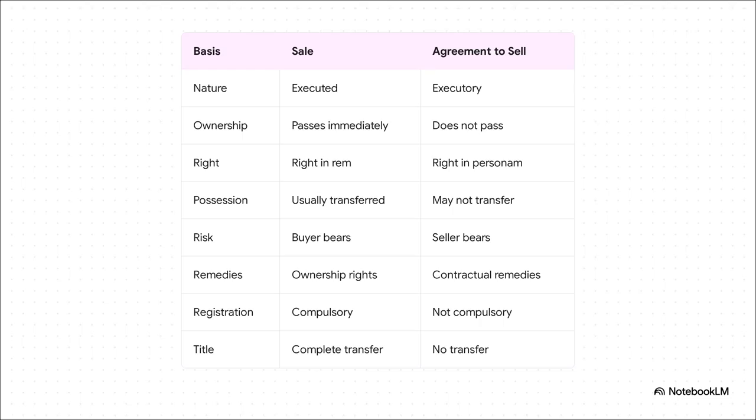Okay? Let's continue. Possession, usually transferred in a sale, but may or may not be transferred in an agreement. Risk, the buyer bears the risk in a sale, while the seller generally bears the risk in an agreement. Remedies, a sale grants ownership rights, whereas an agreement only provides contractual remedies. Registration, compulsory for immovable property in a sale, but not compulsory in all cases for an agreement. Finally, title, a complete transfer occurs in a sale, while there's no transfer of title in an agreement.